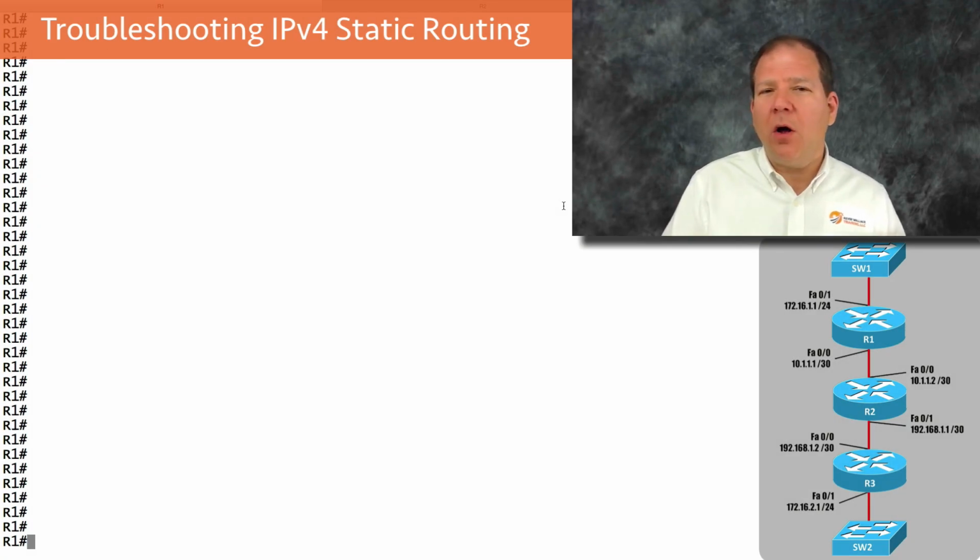If we have a smaller IPv4 network, we might not want to, or we might not need to, run a dynamic routing protocol. Instead, we might opt for static routing. Let's take a look at troubleshooting IPv4 static routing.